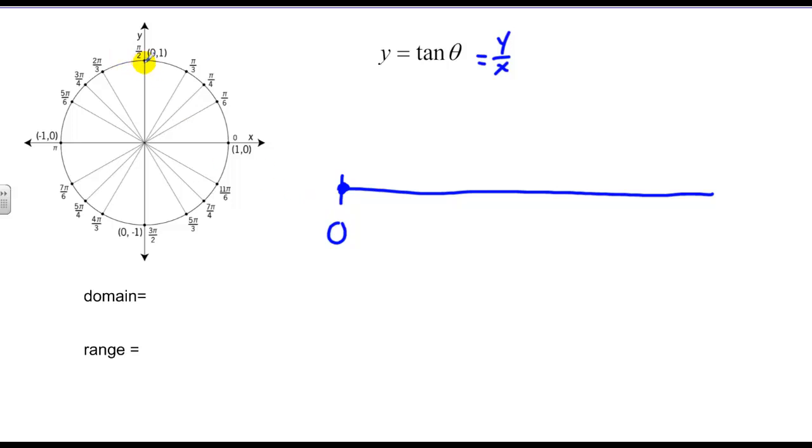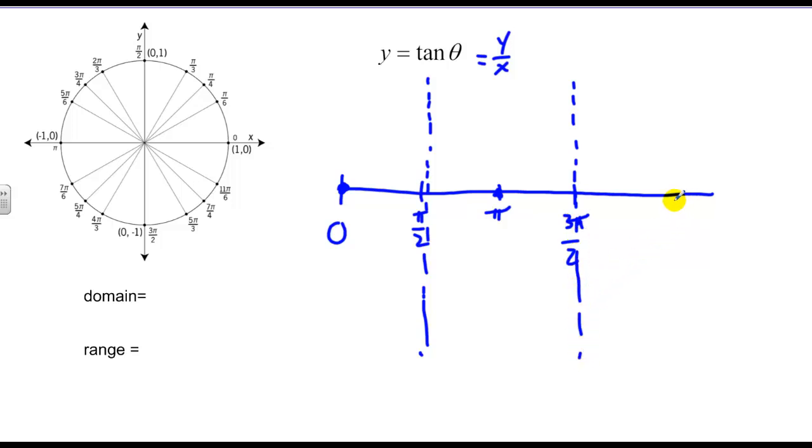Typically we've gone up to pi over 2 next, so let's do that now. And in this case we have the y value of 1 over 0, which is undefined. When I go back to pi, I get another value of 0. Go to 3 pi over 2, sorry. Get an undefined value. Then I go back to 2 pi, and there I am again at 0.